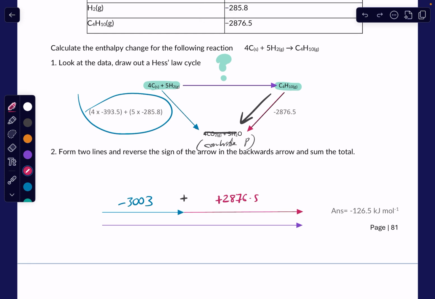But now what we do is we add the blue arrow to the red arrow, and we're going to get our final answer. So in your calculator, this is the way that I would put it in. And yes, it does sound weird. I would put in negative 3003 plus two pluses, 2876.5, enter, or equals. And you should get a value, and I would love for you to check this, is negative 126.5 kilojoules per mole. Please double check this on your calculator and make sure that you're getting the same answer as me. If you're not, then something's definitely going to go wrong.